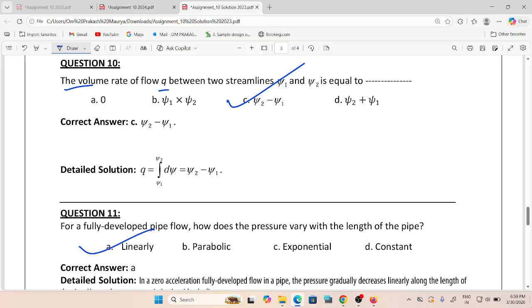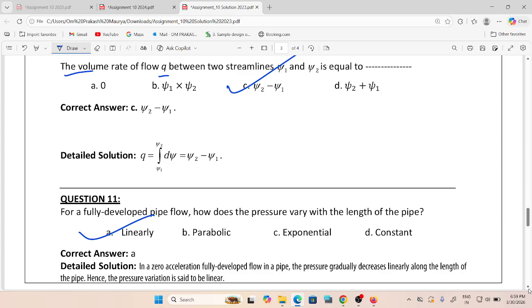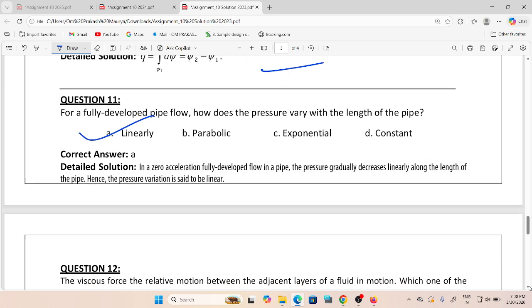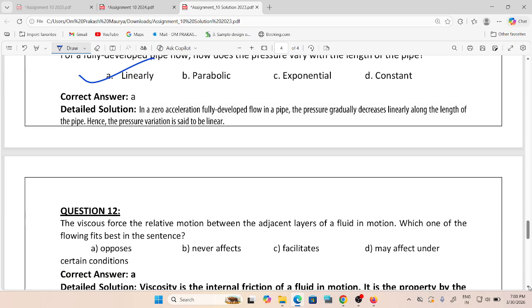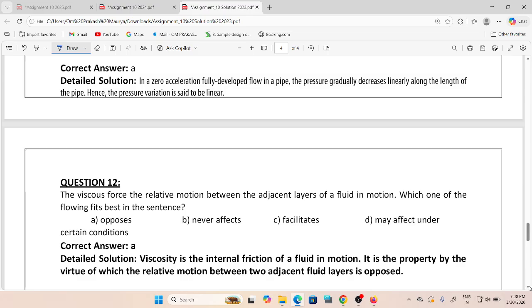In a zero acceleration fully developed flow in a pipe, the pressure gradually decreases linearly along the length of the pipe. Hence, the pressure variation is said to be linear. It means flow goes from high pressure to low pressure. Remember this concept, please. You always flow from high pressure to low pressure. Now question number 12, the last question for today.